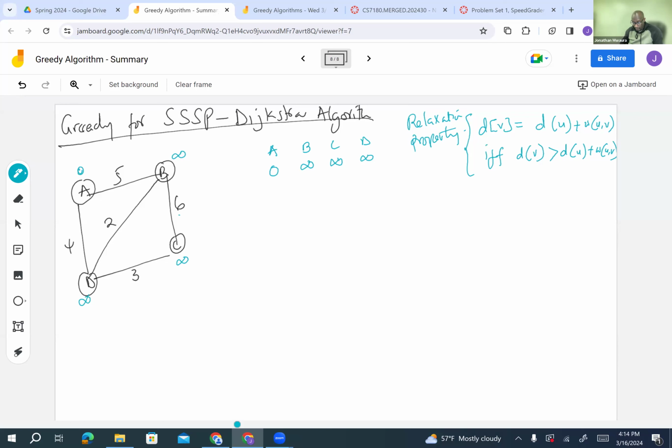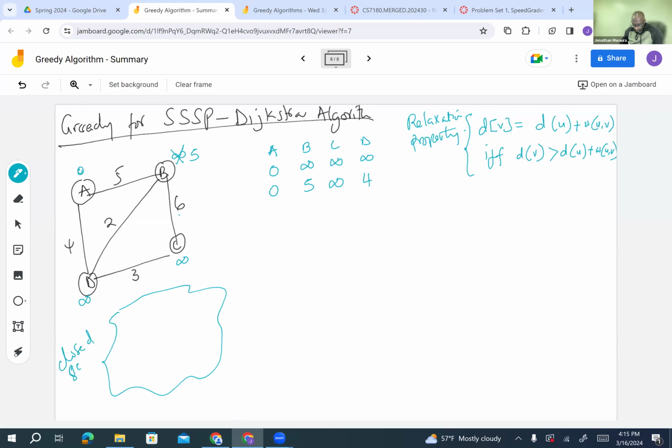So from AB, this is going to be 0 plus 5. So we update B, and we say this is going to be a 5. So this is 0 here, this is 5. And then A to D, this is 0 plus 4. 4 is smaller than infinity. So this is 4, and this is still infinity.